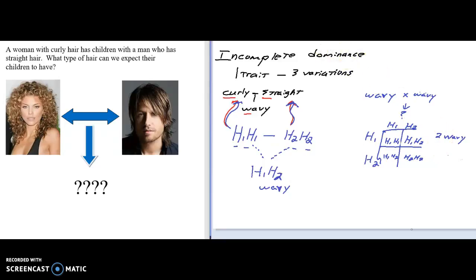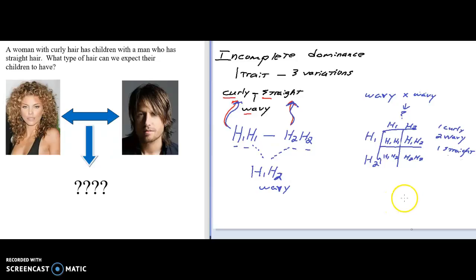So in this scenario, we actually could produce 1 individual who is curly, 2 individuals who are wavy, and 1 individual who has straight hair. So all 3 phenotypes are actually present if you have 2 wavy-haired individuals reproducing.